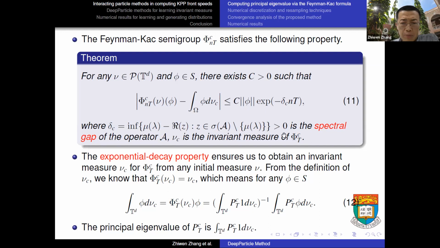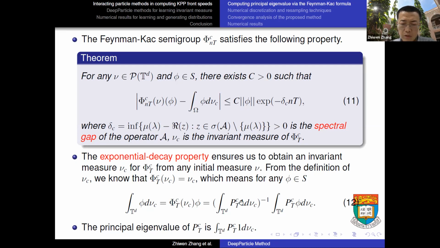If the operator A has a spectral gap, the first principal eigenvalue and the remaining spectrum have a positive distance, then for any measure nu, if you evolve this Feynman-Kac semigroup, it will converge to the invariant measure exponentially fast. Okay, so this is a very beautiful result. This is a foundation for our method.